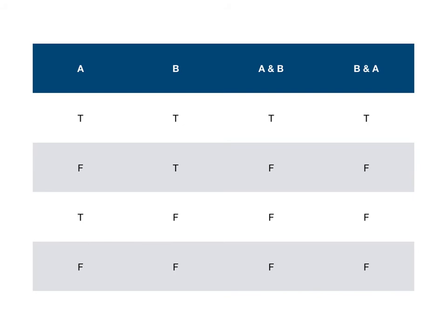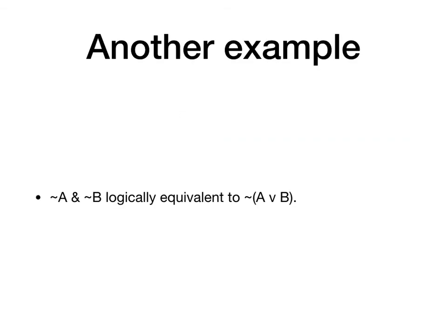And for purposes of logic, what a statement means is just when it's true and false. A and B means exactly the same thing for purposes of logic as B and A. Here's another example. Not (A or B) is logically equivalent to not A and not B.